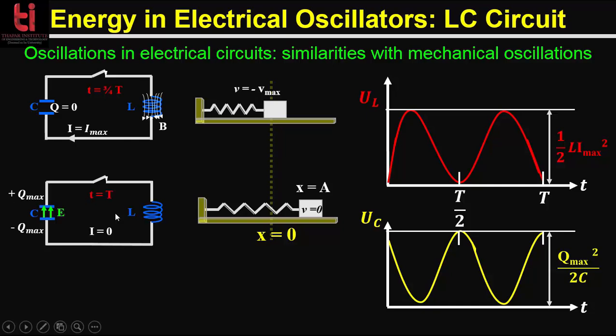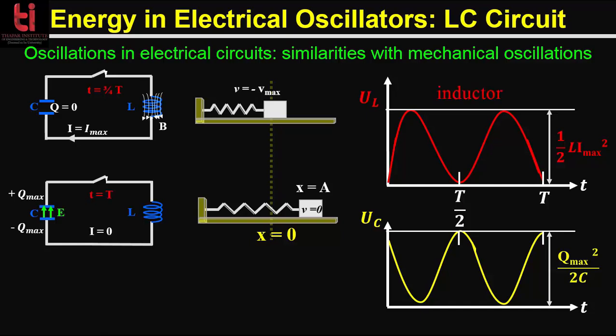So now after t equal to T, that is when you complete a cycle, when the magnetic field is completely dissipated, the current will stop and the charge will again be stored in the capacitor with the opposite polarity as before. And this is actually equivalent to the expanded spring mass system where v is equal to 0 and again the energy is all potential. Now these two figures represent the variation of energies with time.